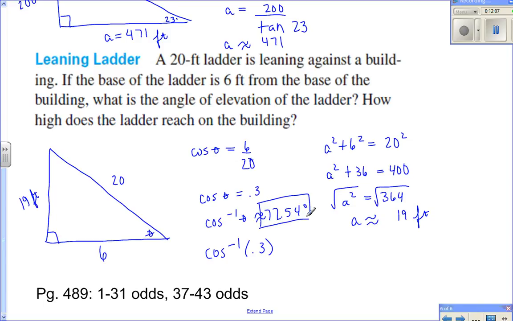Then we have to figure out this other side, so that's just the Pythagorean theorem. We'd have a squared plus 6 squared equals 20 squared. So when we subtract 36 from 400, we get 364. And when we take the square root of both sides, we end up with 19. Here is your assignment that you're going to start working on. If you have any questions about any of this, feel free to ask tomorrow.